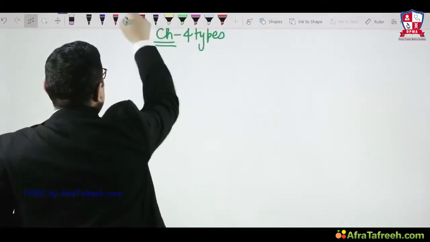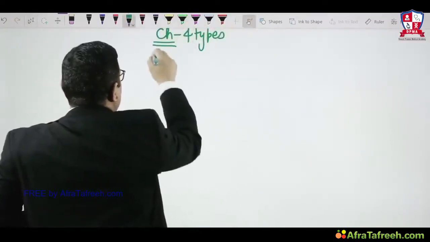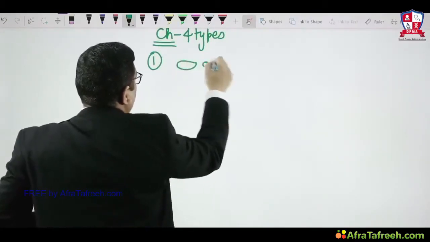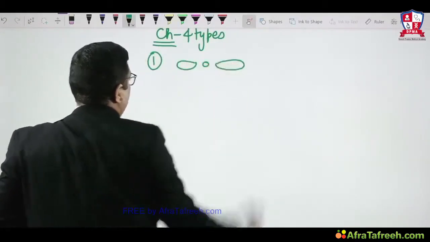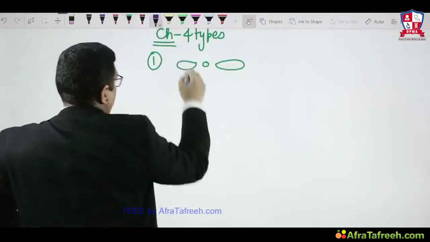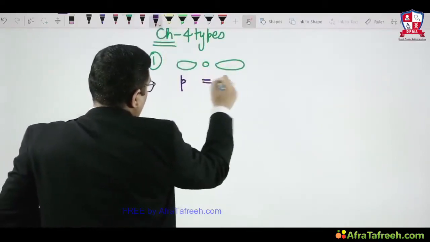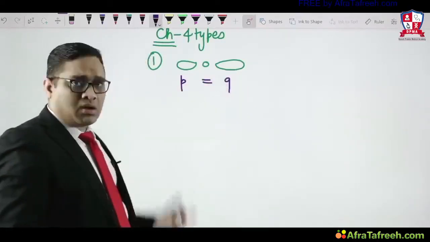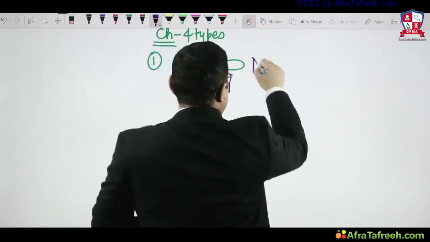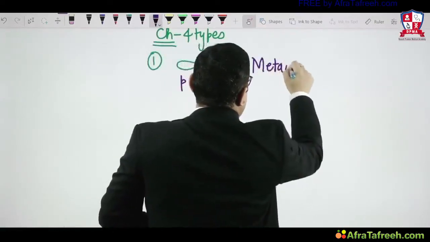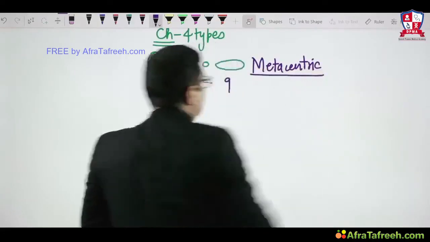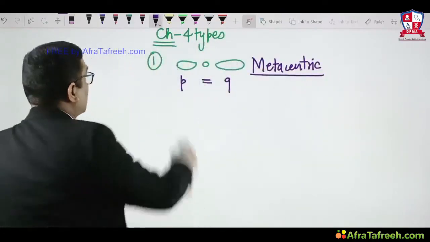Number one, when the centromere is exactly in the center, meaning the short arm is equal to the long arm. So the length of the short arm is equal to the long arm. This is called a metacentric chromosome, right? These are metacentric chromosomes.